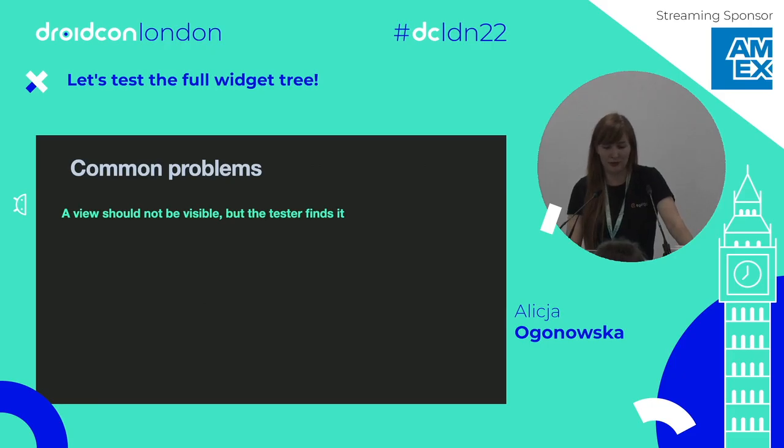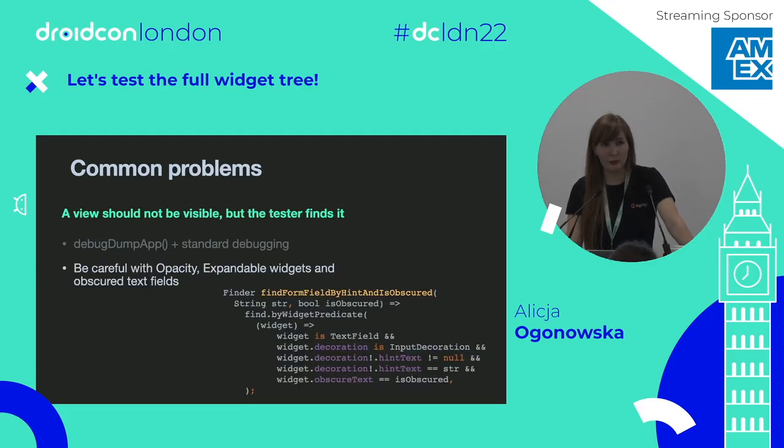A different situation, yeah, a view should not be there, but the tester finds it. So it's quite similar to the first one, and all the solutions also apply to it. So just debug it and make sure that you are on the right screen. Also be careful with widgets like opacity or expandable widgets, because you may expect them to be not visible, but the finder sees them, and sometimes you have to do some workarounds. Like, for example, I wanted to check for the password form field that had the obscure parameter, and yeah, it was visible all the time.